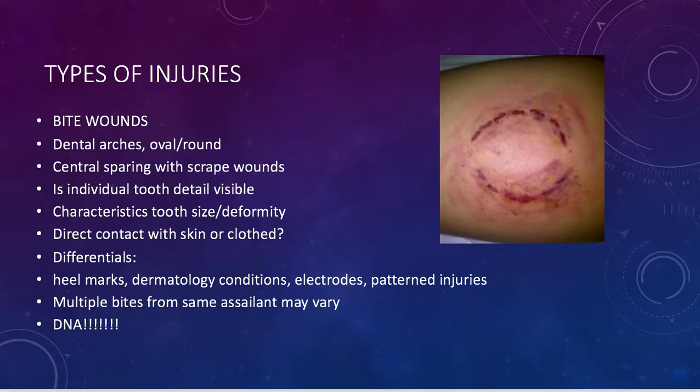Also, is there individual teeth detail present? So do you see an individual tooth pattern? And here you can very clearly see individual teeth patterns. This was a very significant bite wound. Also, can you see any type of deformities? So is it characteristic? If you look closely here, you can see there's a deformity in the teeth here. This is actually more curved in where these are more straight.